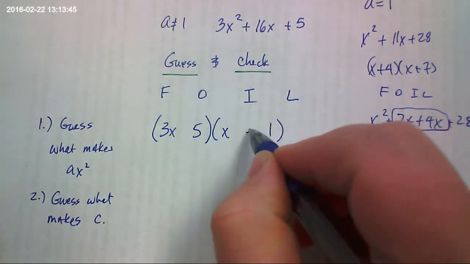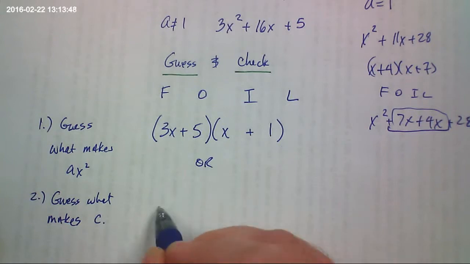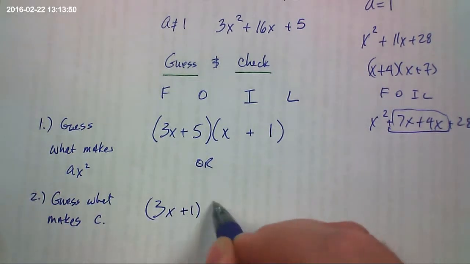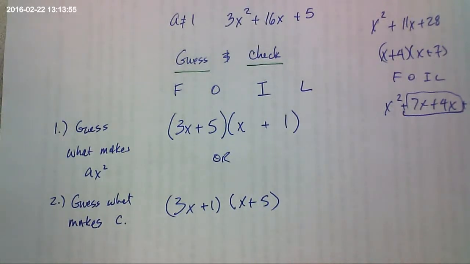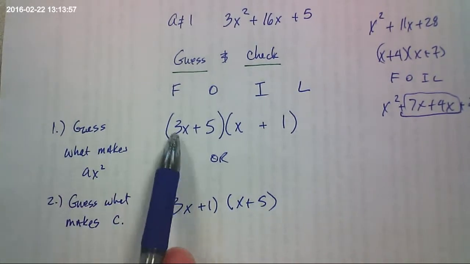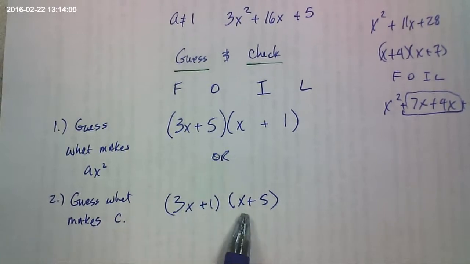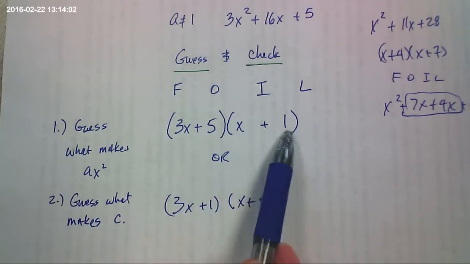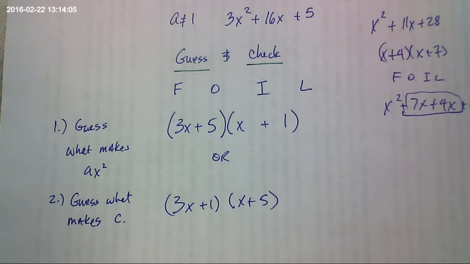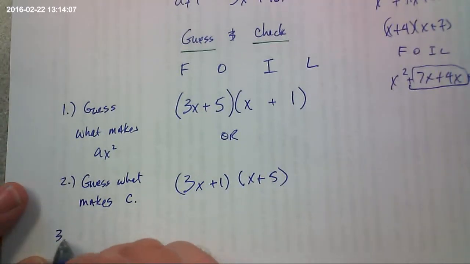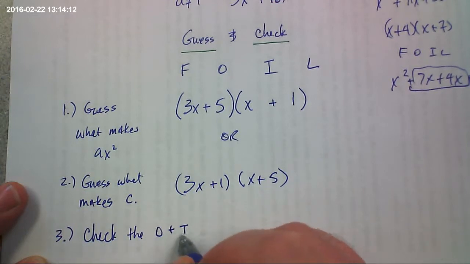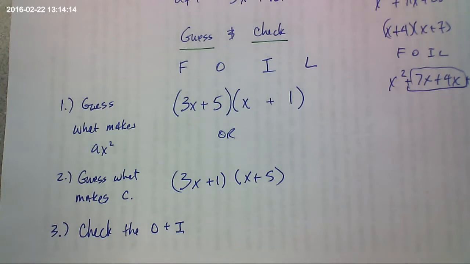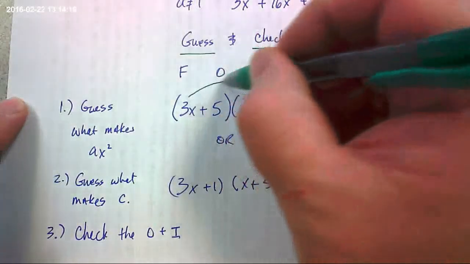So it could be like this, or it could be like this. Do you see how I got those two guesses? What makes ax squared first? So those two. And then what makes C? C is 5, so it's either this way or it's this way. Then what you do, you check the OI. Do you know what I mean by the OI? Outside plus the inside.